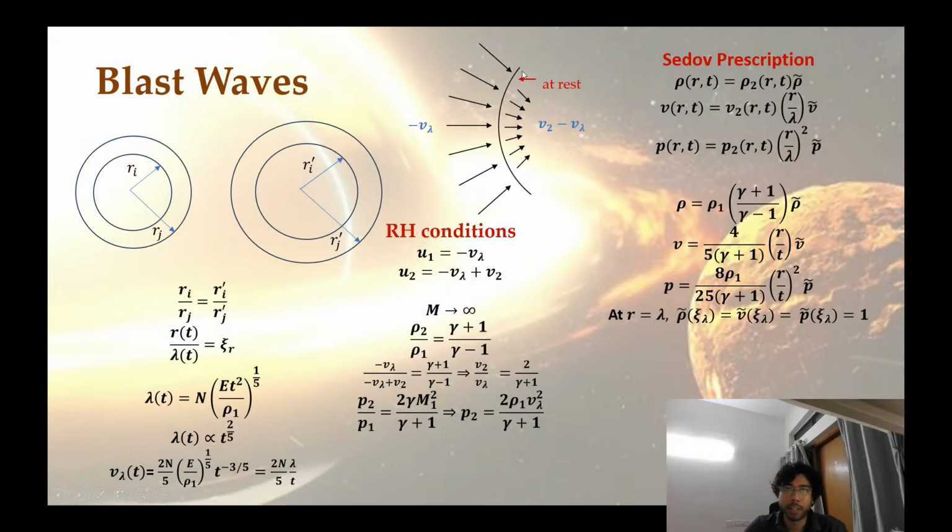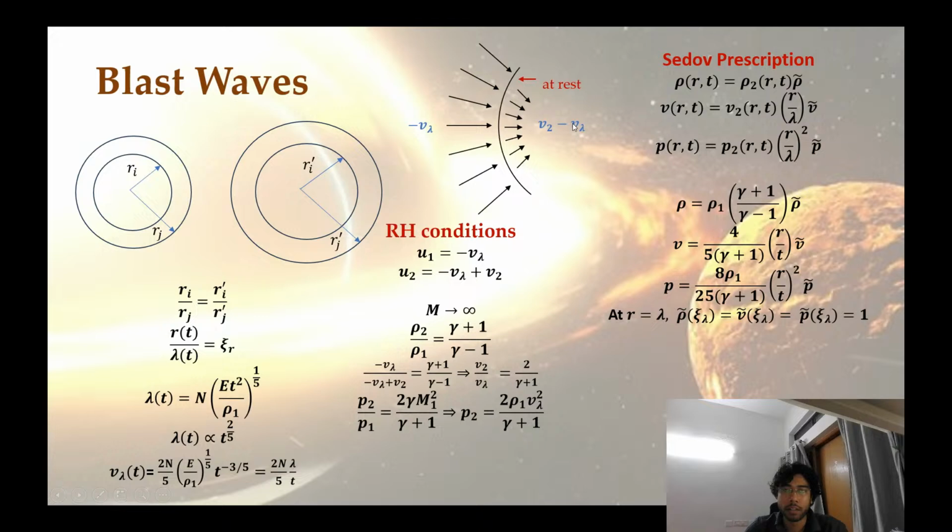Now what we want to do is apply the RH conditions, the Rankine-Hugoniot conditions that we saw in the previous slide, at this shock wave front, right? As I said, the way we visualize the shock wave front is with respect to an observer who is sitting on this wave front. So basically, that observer is at rest on this shock wave front, and therefore he will see the shock velocity coming negative to him. So this is minus v lambda, right? And this is v2 minus v lambda.